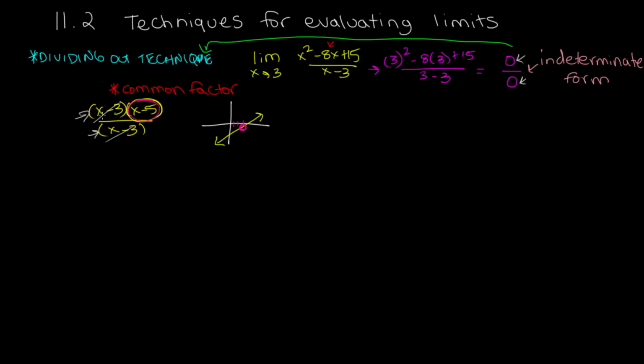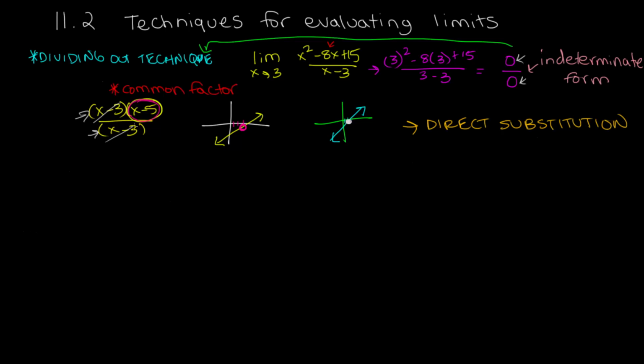By canceling out this common factor from both the numerator and the denominator, we're getting an equivalent function, whose graph looks exactly the same as the original function, with the exception that the value at x equals 3 is now defined. There is now a value when we plug in 3 into this new function, because it will not give us the indeterminate form. Because of this, now we can use direct substitution.